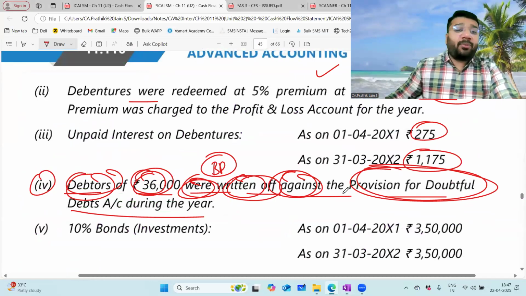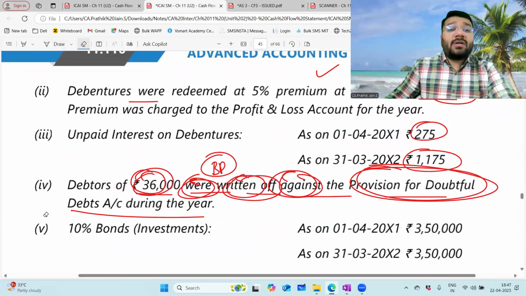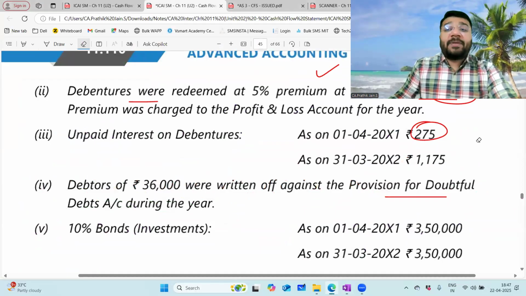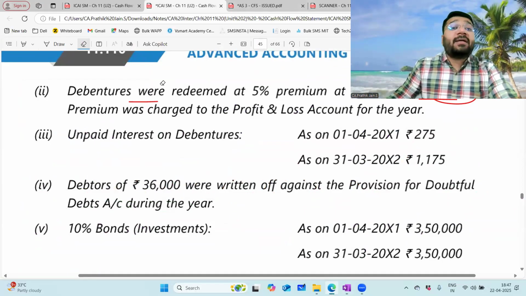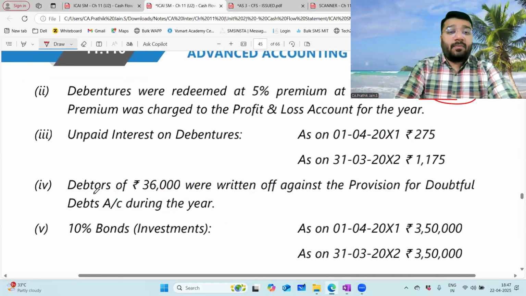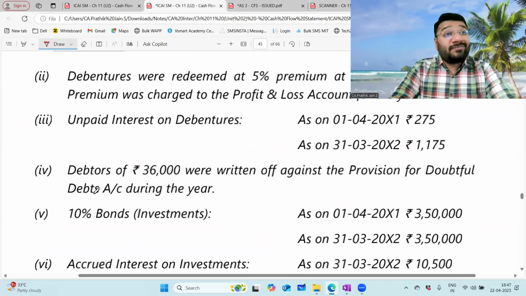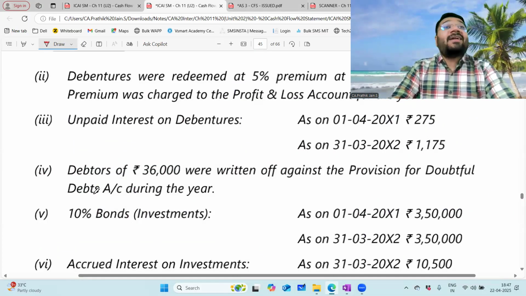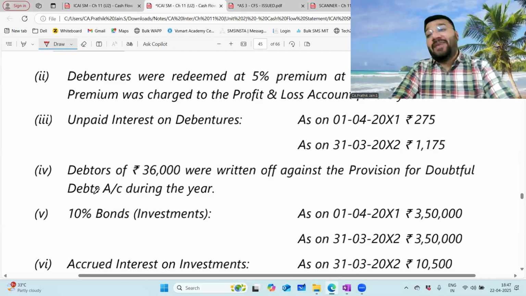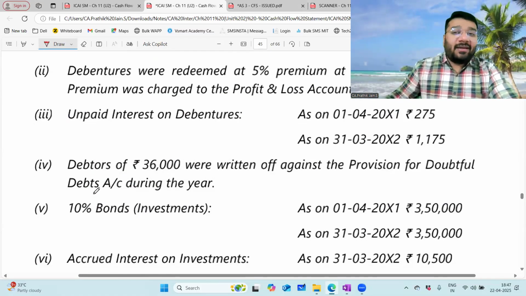Today morning, what message did I put in the group? Revise the concept of provision for doubtful debt, which means I asked you to revise from both the foundation book and the TSG book. How many of you did not touch the TSG book? Because the variety is there only. In the foundation book, nothing is there. The variety is in the TSG book, multiple varieties.